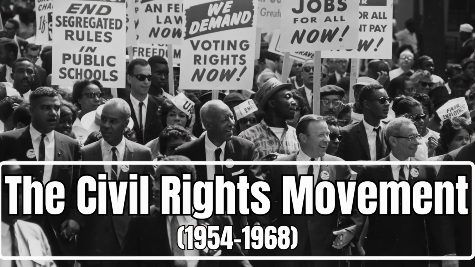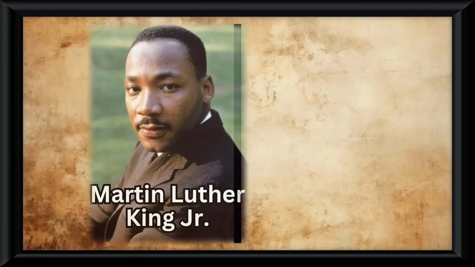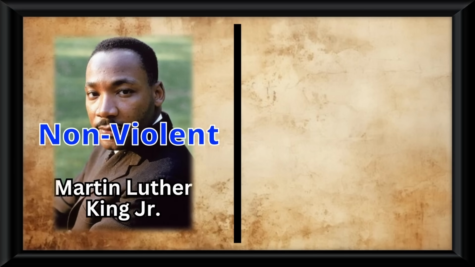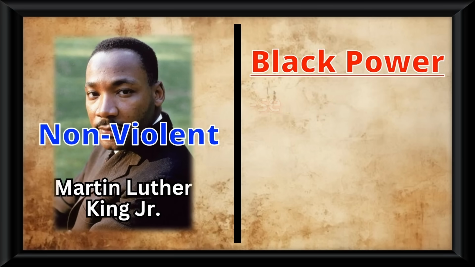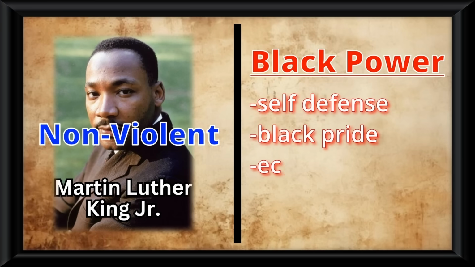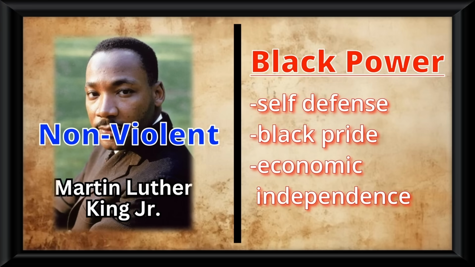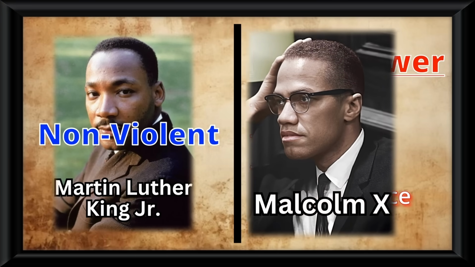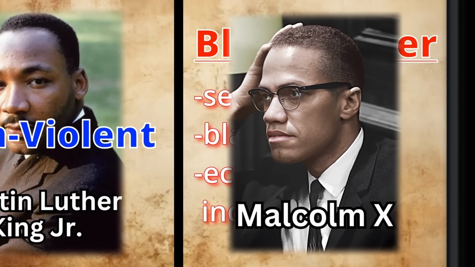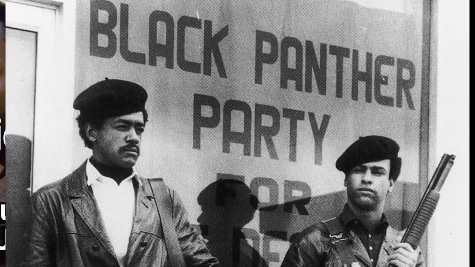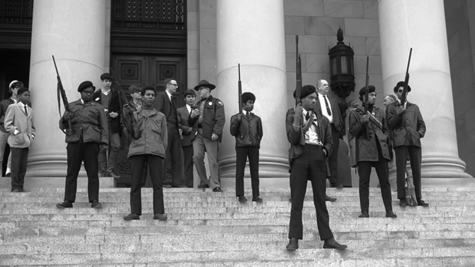And this is where the civil rights movement will essentially split in half. On one side, you have the Martin Luther King inspired nonviolent protests, but now on the other side, you have a growing group of people advocating for more aggressive measures like self-defense, black pride, and economic independence. A leader to reference here is Malcolm X. This second movement based on black power gets really popular and leads to groups like the Black Panthers, who again advocate for more aggressive measures.